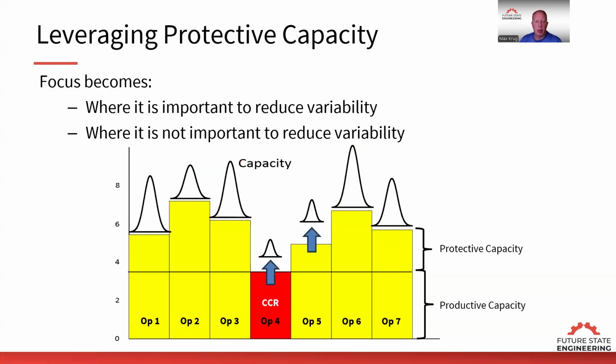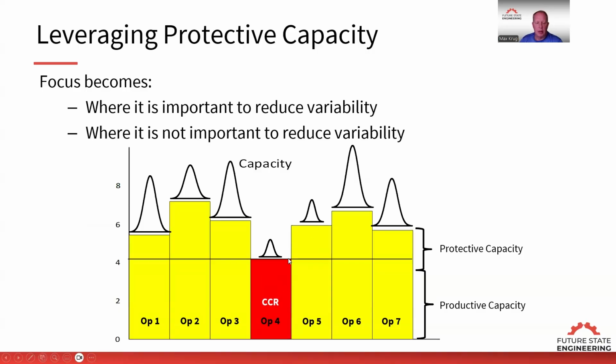Now what we want to do is reduce the variability on our capacity constraint resource and the resource with the next least amount of protective capacity. Then we can get overall performance improvement while still remaining stable and actually reducing lead time even further. And if lead time is a significant need of the customer, we can leverage that capability in the market. So now we focus our variation reduction here. We increase the capacity of our whole system while maintaining stability.